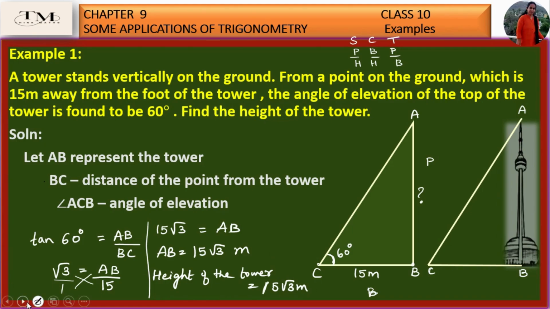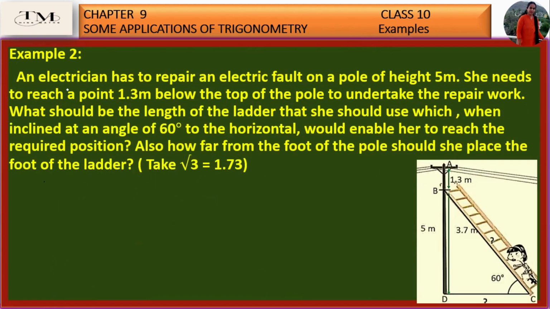So now let us see the next example. Here what is given? An electrician has to repair an electric fault on a pole of height 5 meter. She needs to reach a point 1.3 meter below the top of the pole to undertake the repair work. What should be the length of the ladder that she should use, which, when inclined at an angle of 60 degree to the horizontal, would enable her to reach the required position?